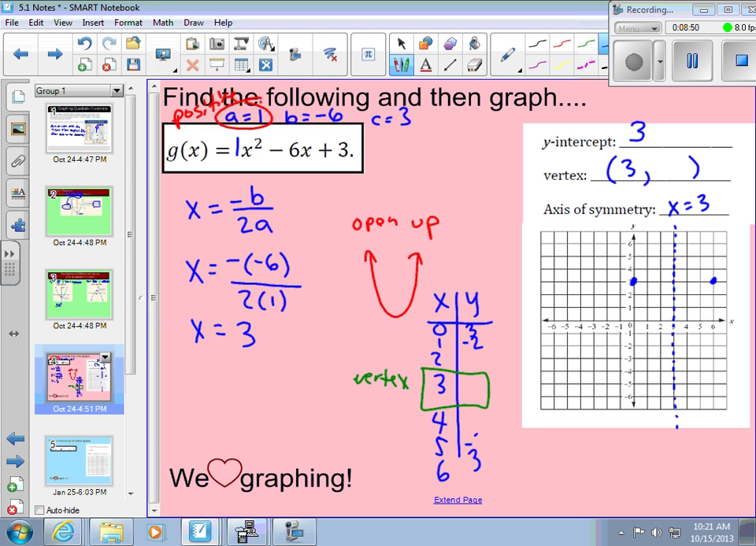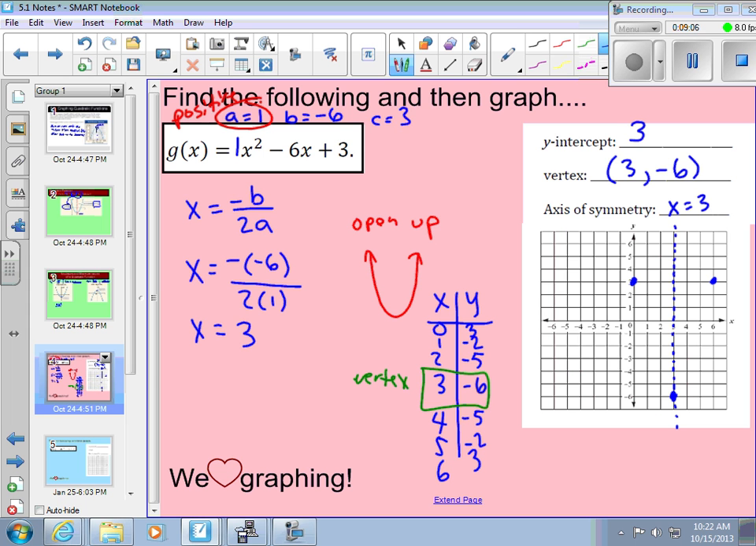So those are the same. Okay, at 2 it was -5. Also at 4 it's -5. It's symmetrical, and our other part of our vertex was -6. So at 3, -6, that's our vertex point.